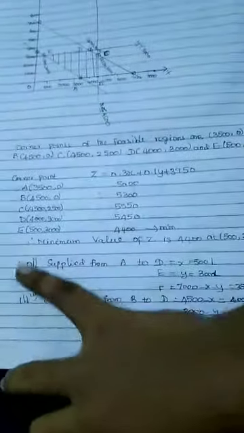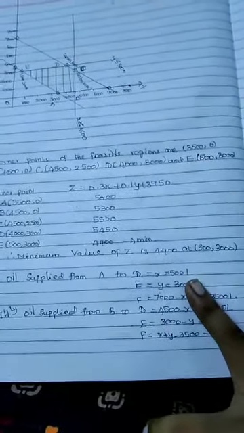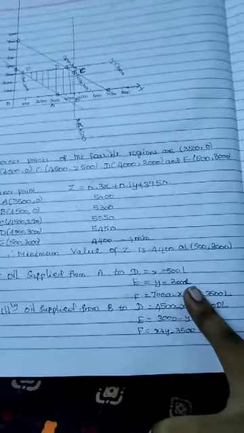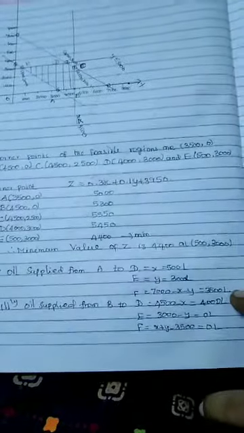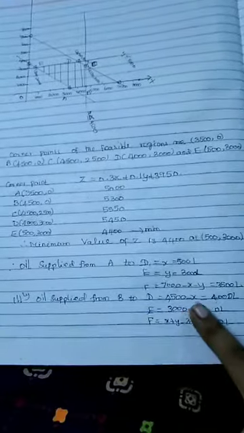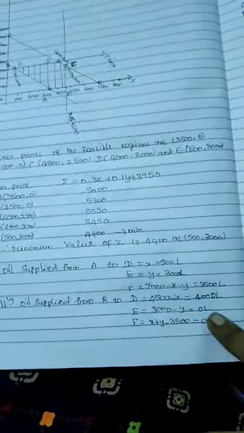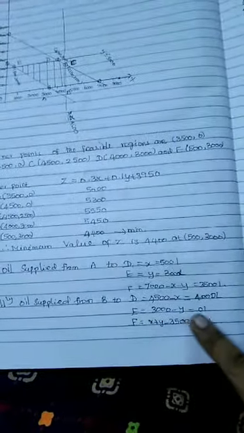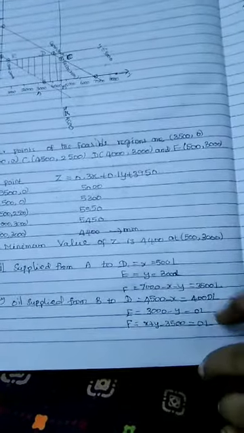So oil supplied from A to D is X, that is 500 liters. And oil transported from A to E is Y, so this is 3,000. F is 7,000 minus X minus Y, so I get 3,500. And oil supplied from B to D, 4,500 minus X, so 4,000 L. 3,000 minus Y, so we get 0 L, because we already have the value of Y as 3,000. So 3,000 minus 3,000 means we get 0. And X plus Y minus 3,500 L means here also we get 0 L.